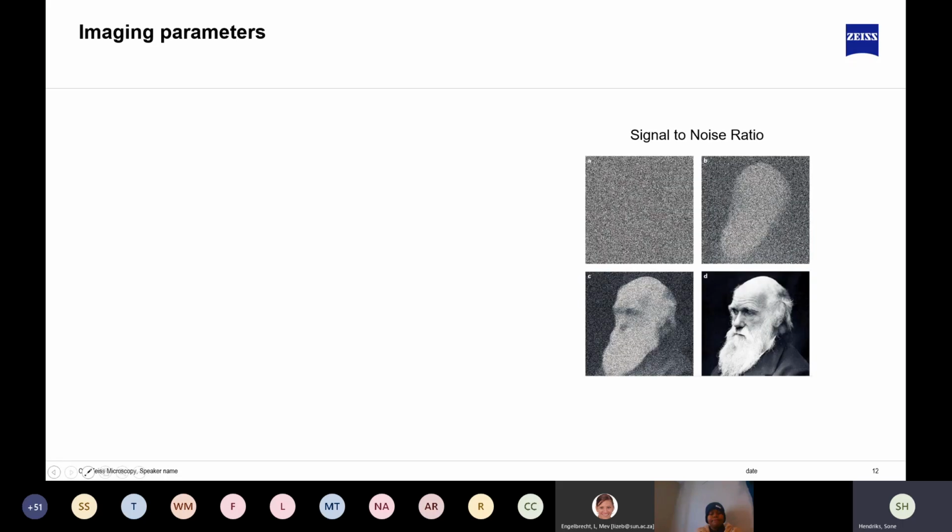As you can see in this image, the signal to noise becomes progressively higher as we go from A to D, so that eventually we can see Charles Darwin.